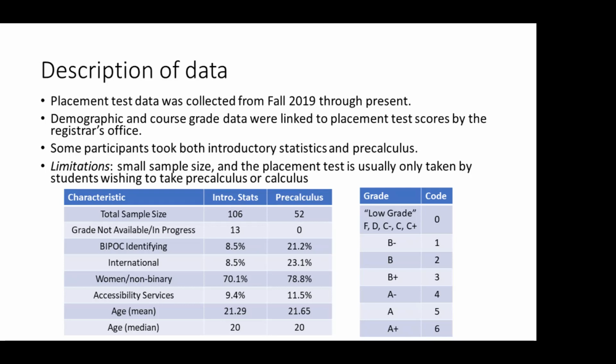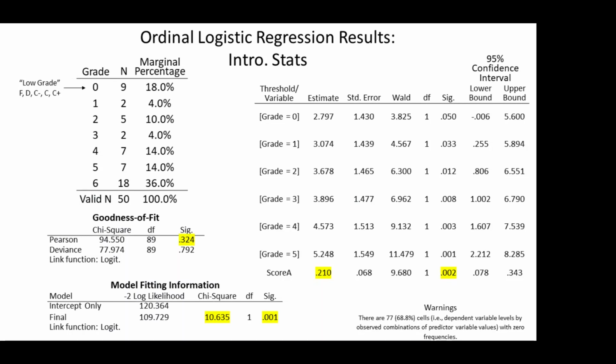Placement test data was collected from fall 2019 through present. Demographic and course data were linked to the placement test scores through the registrar's office, and some participants took both introductory statistics and pre-calculus. Some additional details on statistical results are here for your reference. I'll highlight a few things now and provide more details and context after.